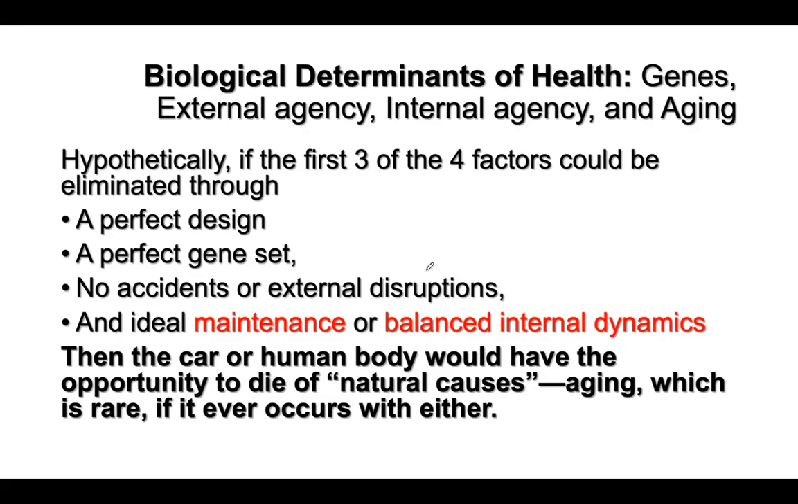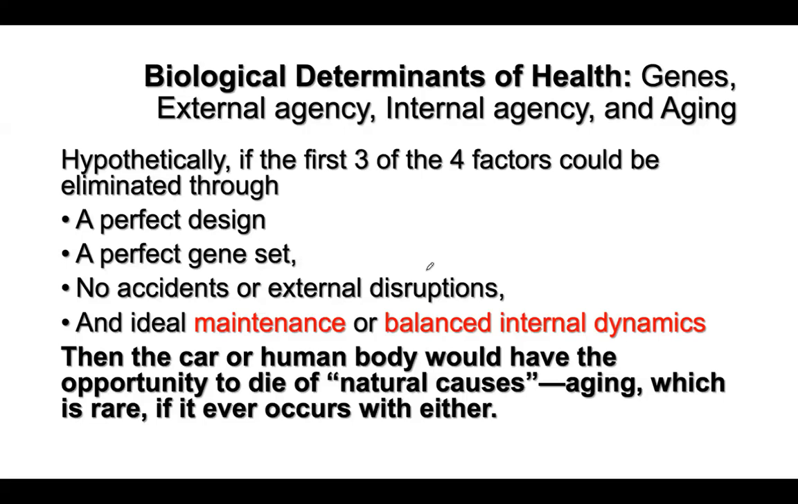So if you have the perfect gene, perfect design, and you limit yourself from accidents or external disruptions, probably you'll be able to have a better health outcome. The human body would have an opportunity to die of natural causes, like aging, which is rare. If you have this perfect set of the first three, the genes, the external agency, and internal agency, the only thing that will kill you is your age.